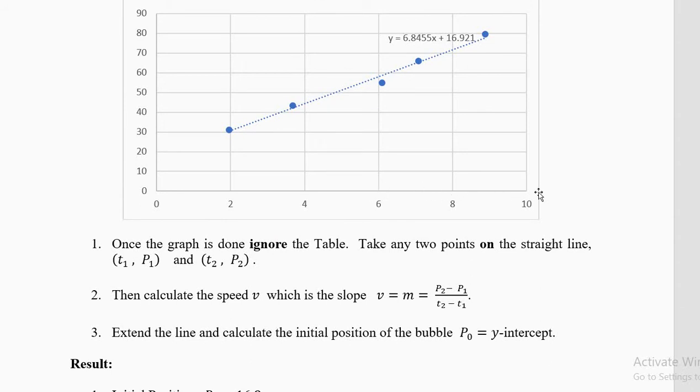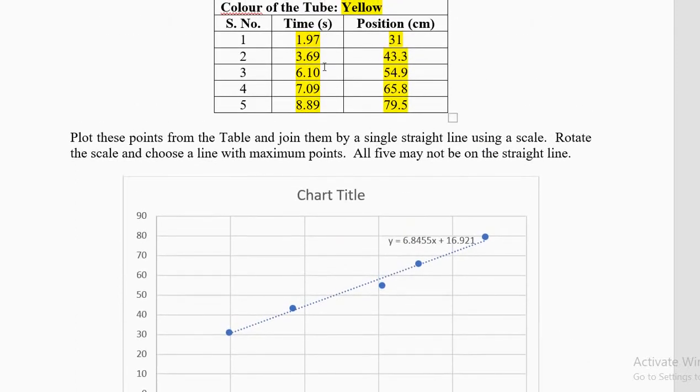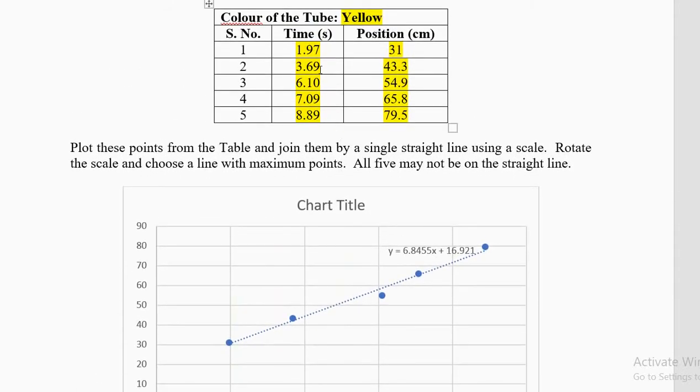For most of the tubes, the experiment will be over in 10 seconds because the bubble does not move very slowly. It will move fast, and 10 or 12 seconds are sufficient. You have to take a minimum of 5 or 6 readings. The more readings, the better it is. Now from the table, you have to plot the points.